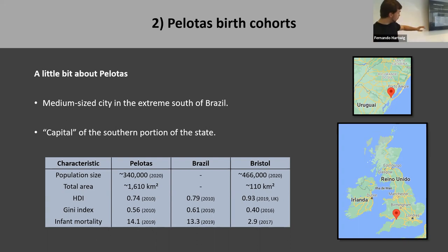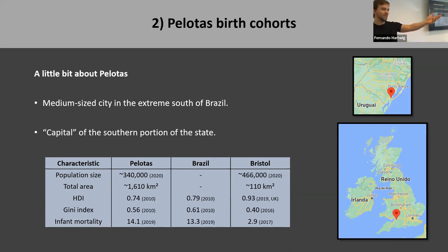And what I want to show with this table is a comparison between Pelotas, Brazil, and Bristol, just to provide some context and for you to understand Pelotas a little bit better. So in terms of population size, Pelotas is smaller than Bristol, but the total area is much, much bigger. Pelotas is a very big city in terms of area. The rural area of Pelotas is massive.